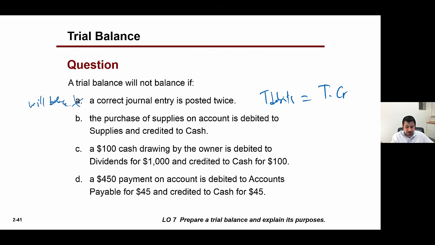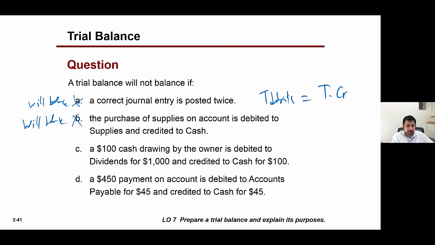The purchase of supplies on account is debited to supplies and credited to cash. Originally, the way it is supposed to be, it's supposed to be debited to supplies but credited to accounts payable. However, in this case, it was credited to cash. But the total debits will be equal to total credits. So the account name will change, but the sum of all the credits and all the debits will be equal. So this one also will balance.